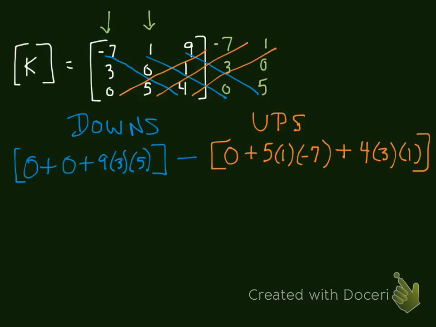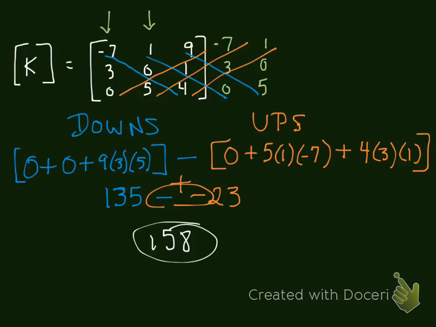Okay, now let's simplify. Downs first. 0 plus 0, 9 times 3 times 5 is 135. Now my ups. 5 times negative 7, negative 35, plus 12, negative 23. Remember, 2 negatives make a positive. So when I add those 2 terms together, I get 158. That is the determinant for the K matrix. This concludes all of the practice problems for this lesson.